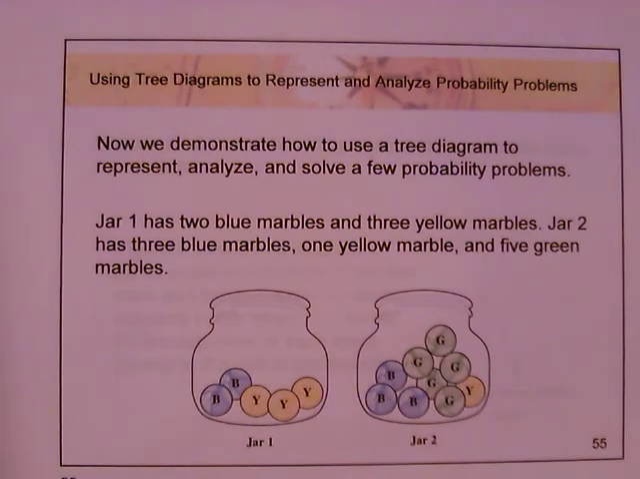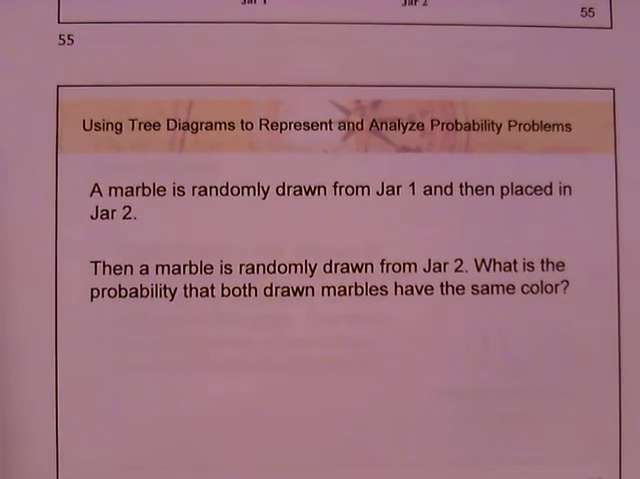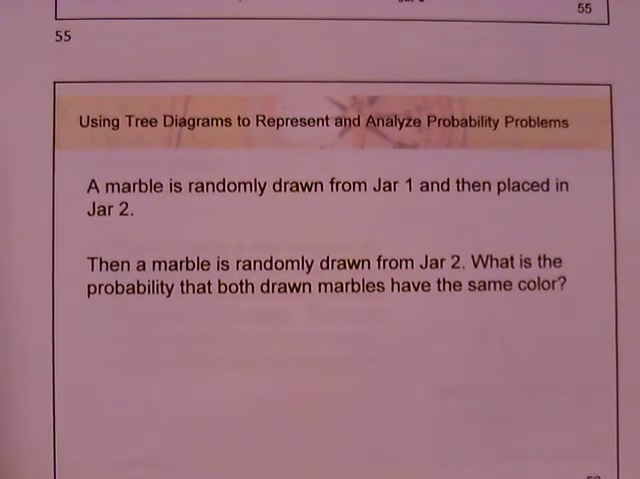Now here we're going to demonstrate how to use a tree diagram to represent, analyze, and solve a few probability problems. Jar 1 has 2 blue marbles and 3 yellow marbles. Jar 2 has 3 blue marbles, 1 yellow marble, and 5 green marbles, as you can see here in this particular illustration. Now a marble is randomly drawn from jar 1 and then placed in jar 2. Then a marble is randomly drawn from jar 2. What is the probability that both drawn marbles have the same color?